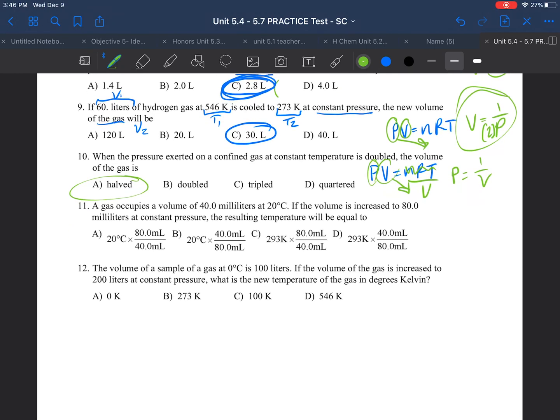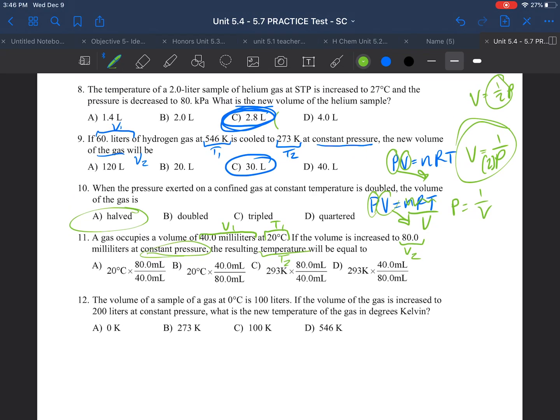All right, number 11. I'm going to do the work for that one down here. And so, again, analyzing what we have. We have 40 milliliters volume, 20 C temperature, new volume at constant pressure. So we're not going to need pressure again. What is the resulting temperature going to be? So we have V1 T1, V2 T2.